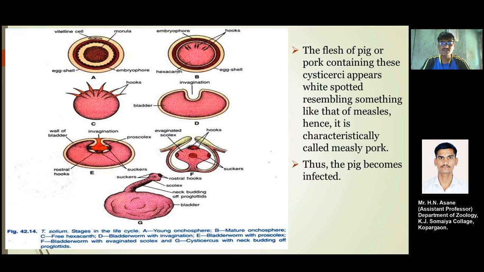During that process, if humans eat this infected meat, the flesh of the pig, which is named pork, and that undercooked pork having the cysticerci, which appears white spotted, okay, is eaten by humans, then after that the young oncospore is going to get into the human intestine, and there this particular process of the bladder worm happens, okay.